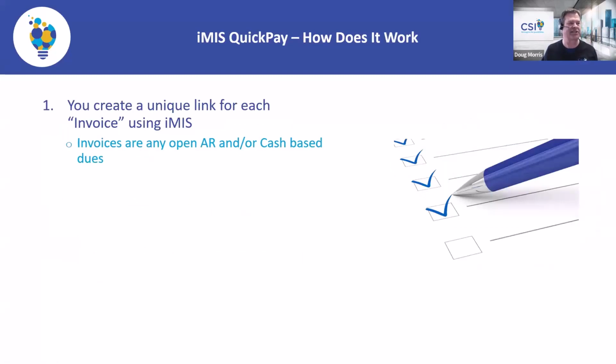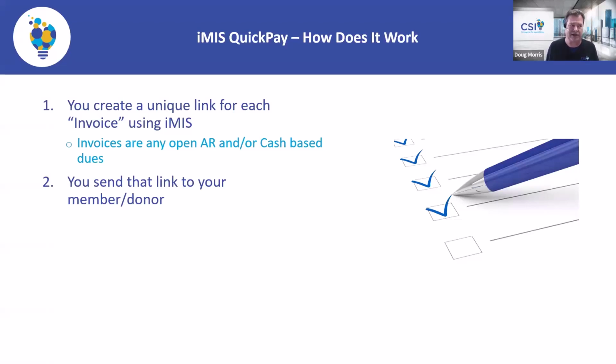All right, so let's just cover real quick what we're about to show you. QuickPay is so easy to use. Ultimately, you're going to create a link for every invoice in iMIS, right? And you're like, whoa, we're cash-based dues. Don't worry about it. You still have an invoice in iMIS in the business object. So it's a simple link, and we're actually going to help you create that link. In fact, Jake's done all the work for you, which is really awesome. But you're going to get that link. Isn't that awesome?